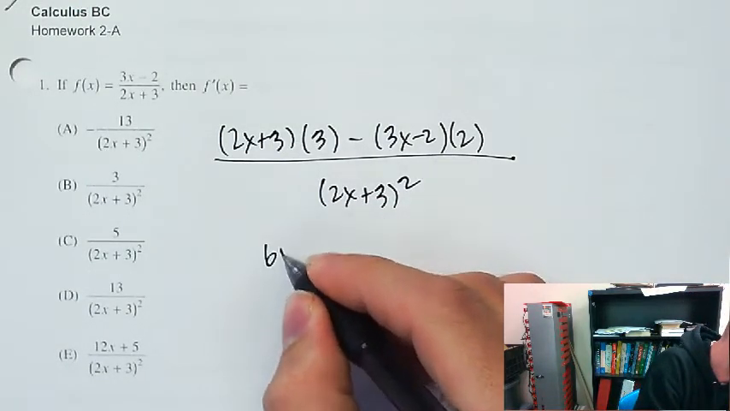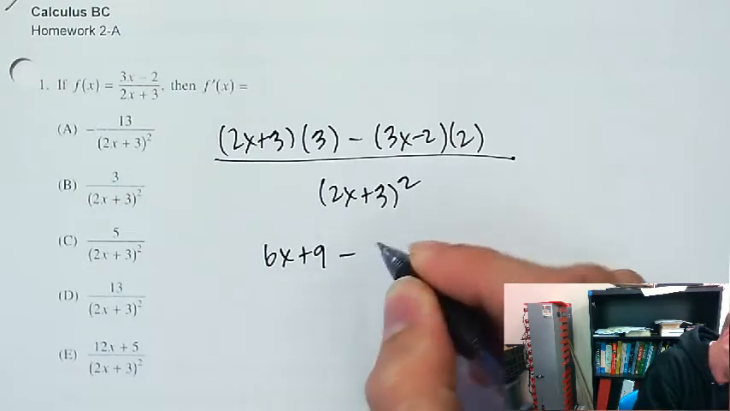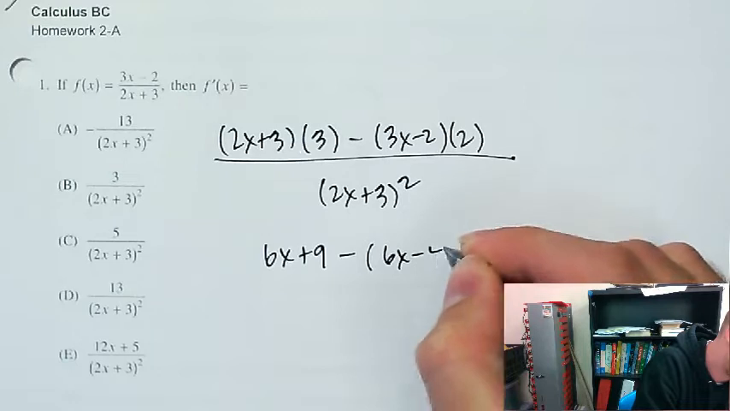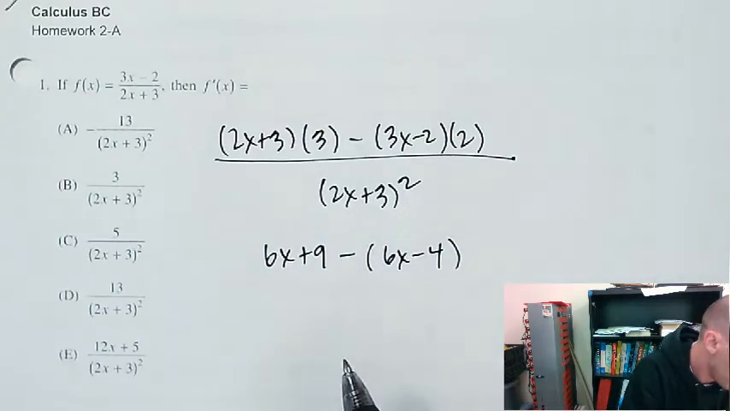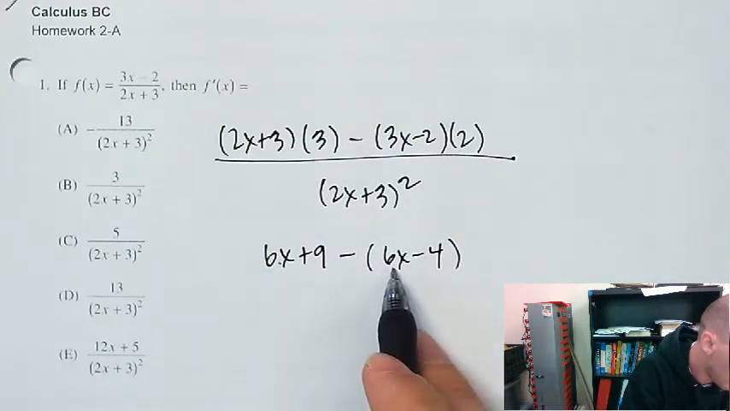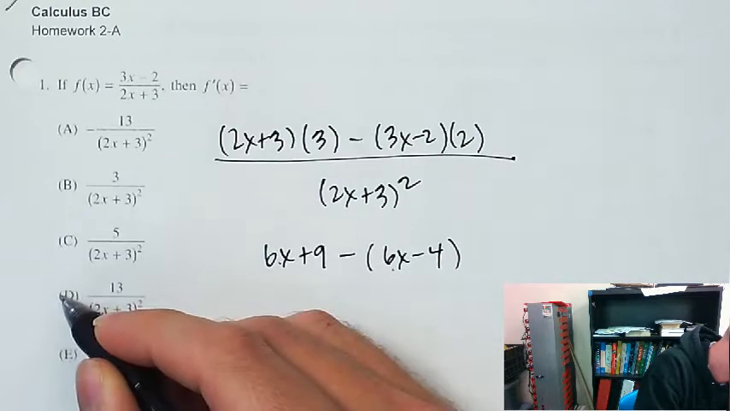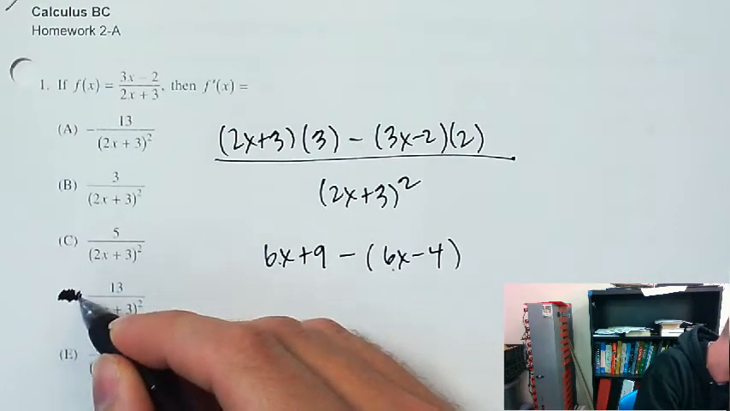I'm going to say that's going to be 6x + 9 minus, when I distribute in the 2, a 6x − 4. Okay, so I should have 6x − 6x, and 9 minus negative 4 is going to be positive 13. So that's going to be up here. That's going to be answer choice D.